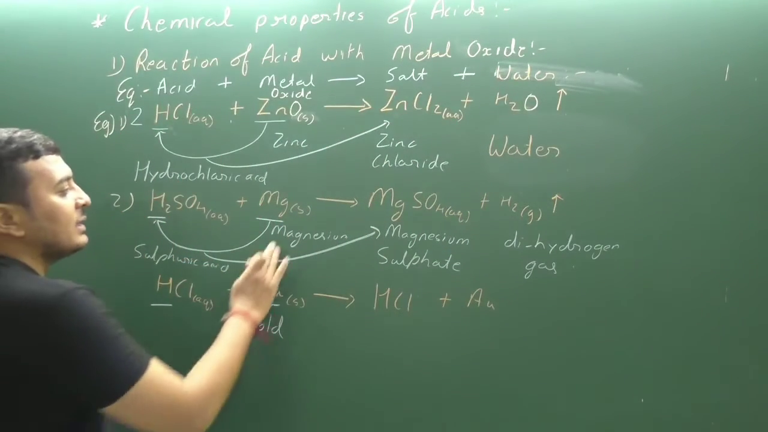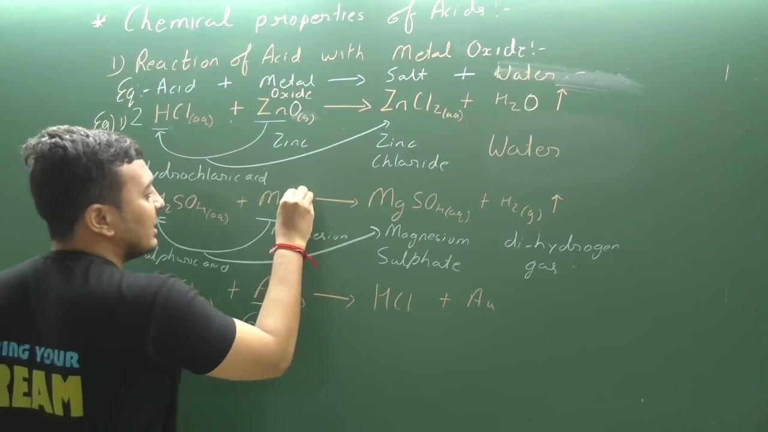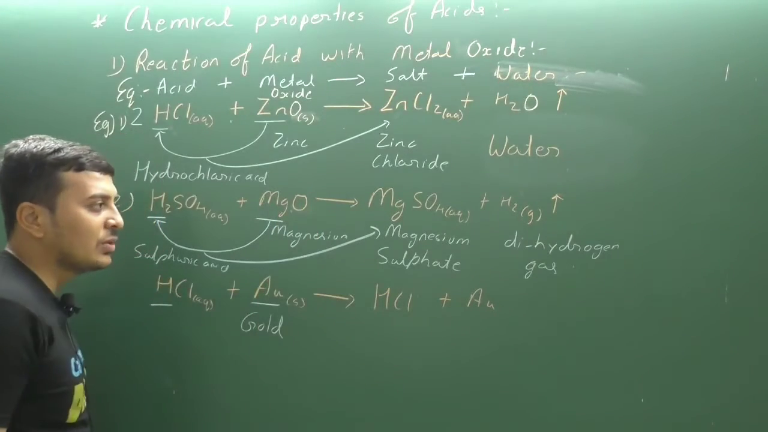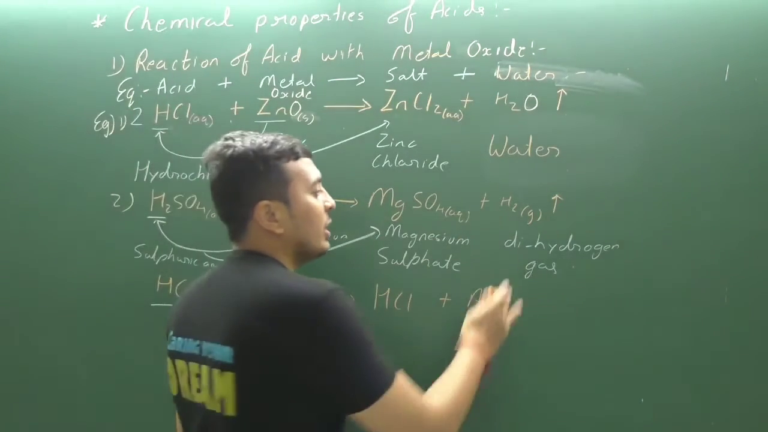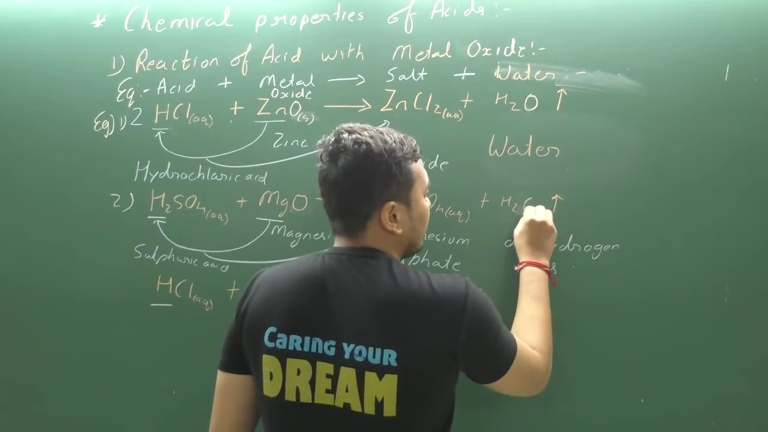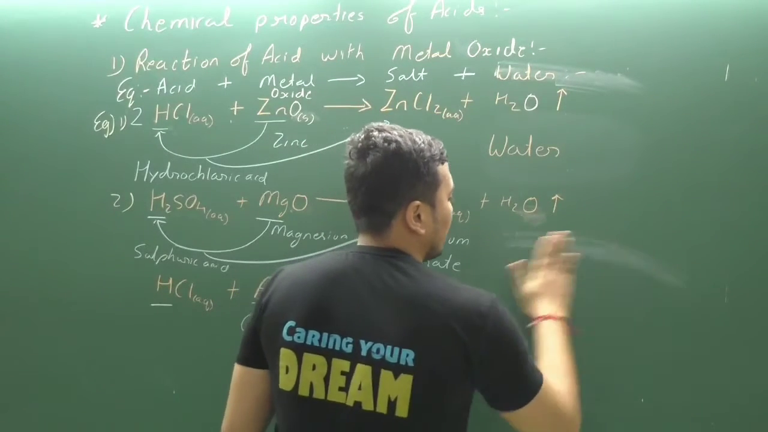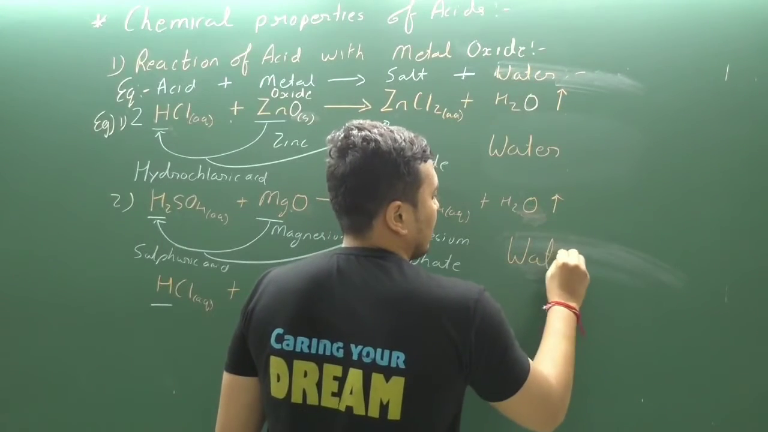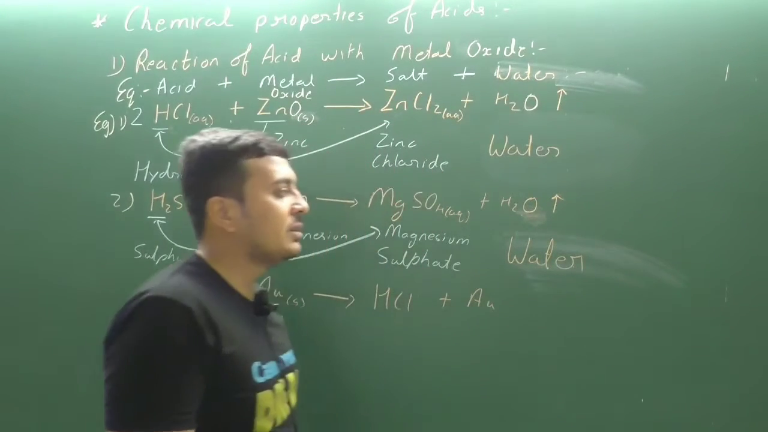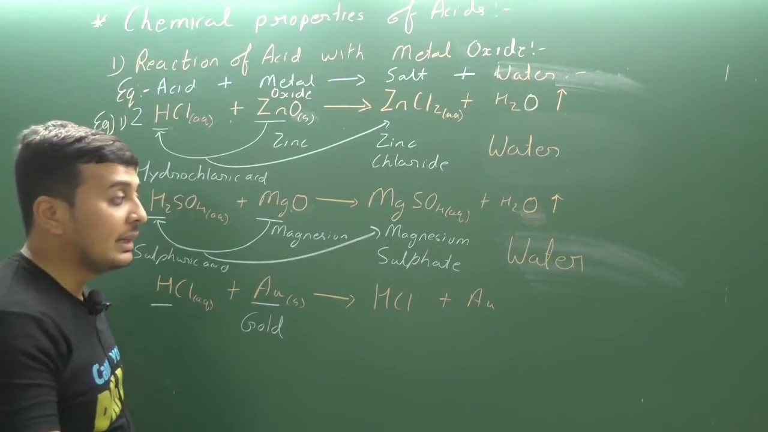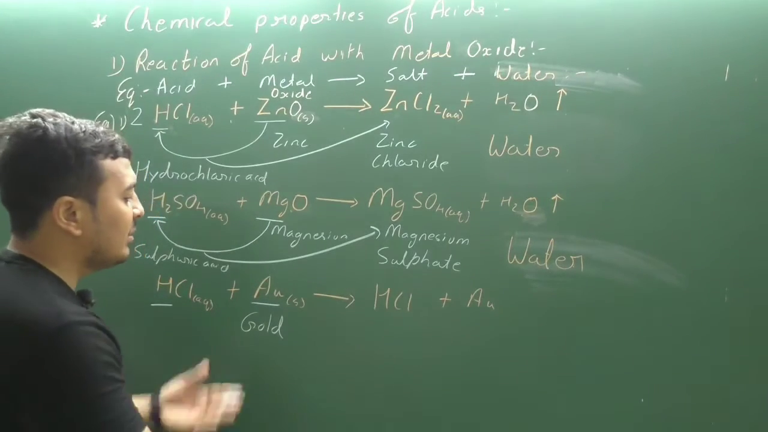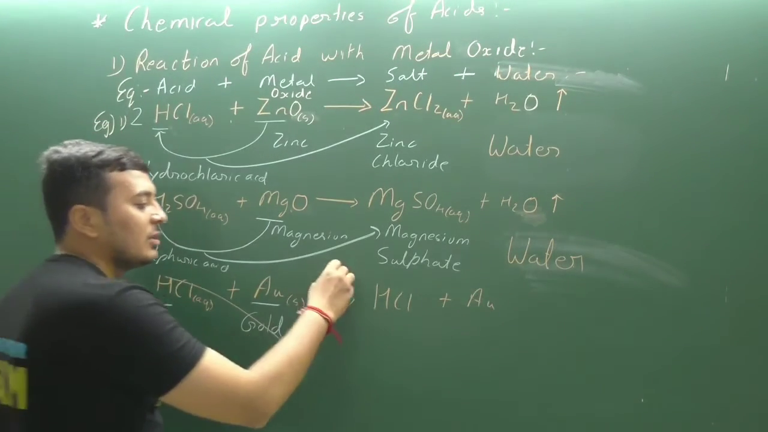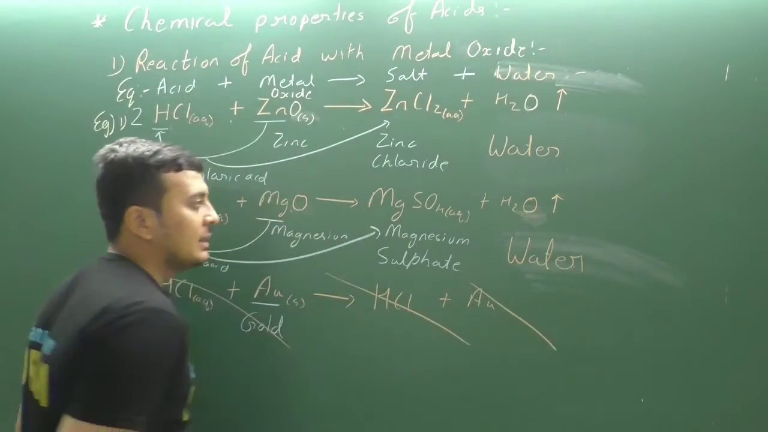Clear? Same here. Instead of zinc, it is magnesium oxide. If it is magnesium oxide, then what will form here? It will form H2O. Clear? And H2O means water. Getting it? And here the gold will not react, so it doesn't matter what we are writing here.